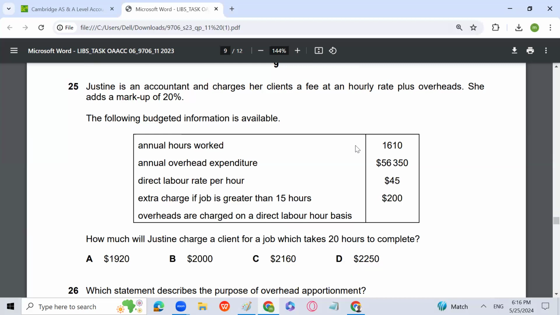So direct labor rate per hour is already given, annual hours worked is already given, at an hourly rate plus overheads. Okay. And she also adds a markup of 20%. The markup will also be there.